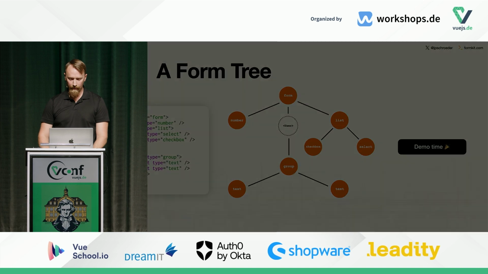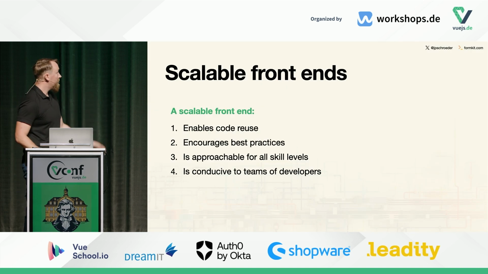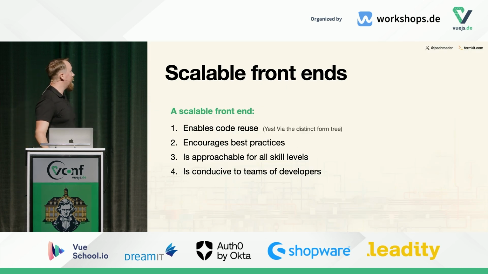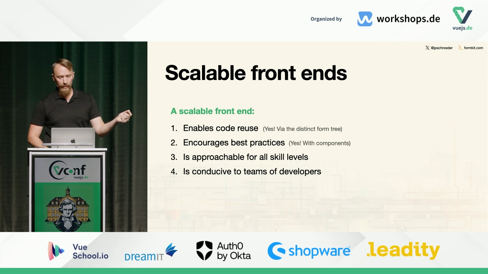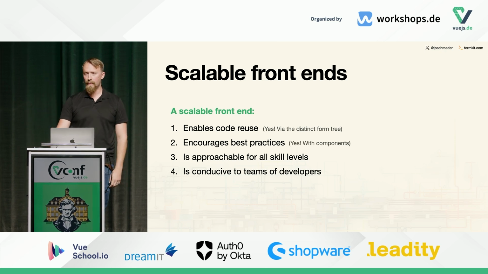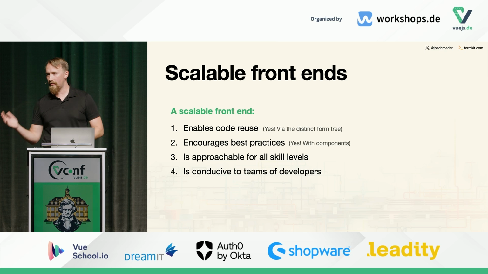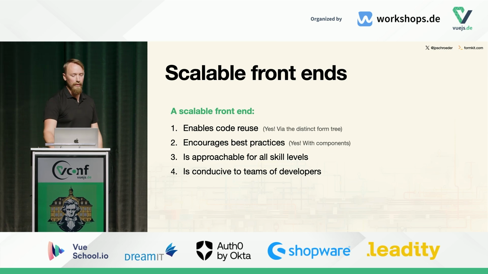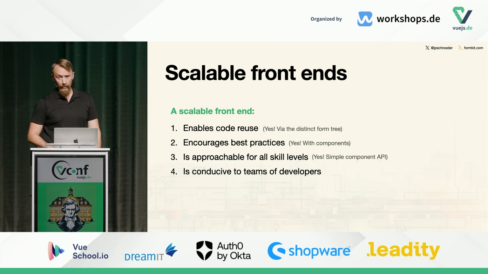Jump back in here, and I think we're about to wrap up. So fundamentally, we were able to enable code reuse because of that distinct form tree. We were able to use components, which encourages a lot of best practices because you can bake your best practices into your components. It's approachable, and this is actually one of the best benefits, is you get standardization across your team. Now, this is true whether or not you're using FormKit or any of the other great UI libraries that have been mentioned here today. It's really important to have consistency across your projects, and it's definitely conducive to a team of developers.